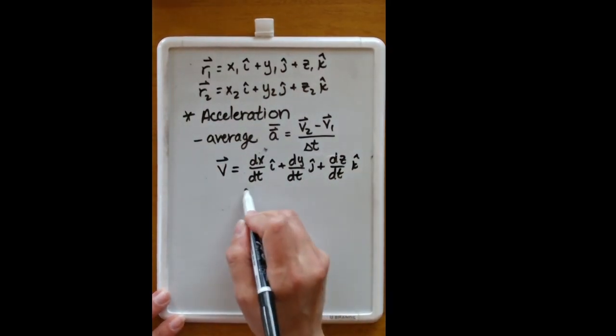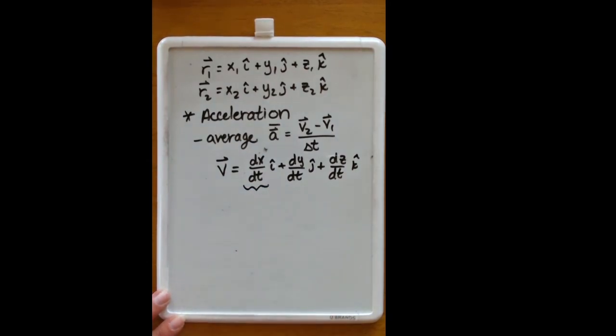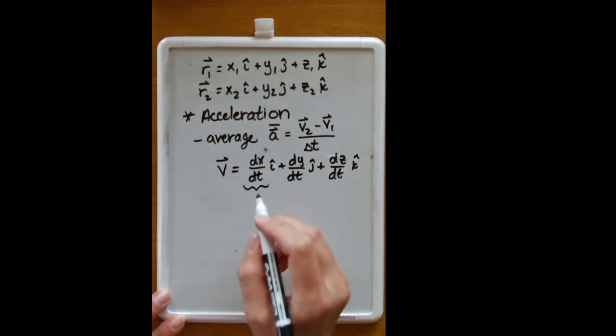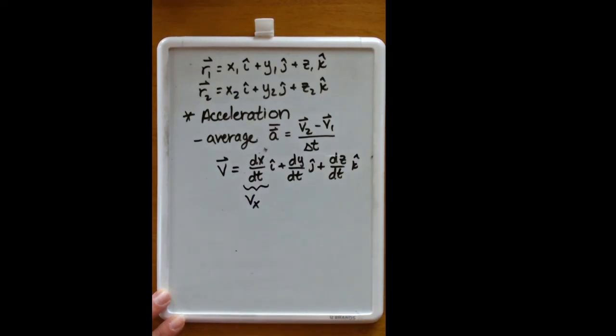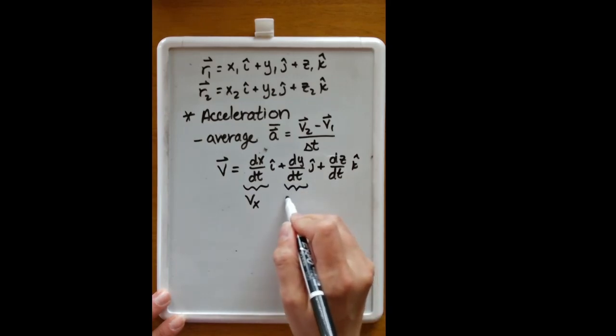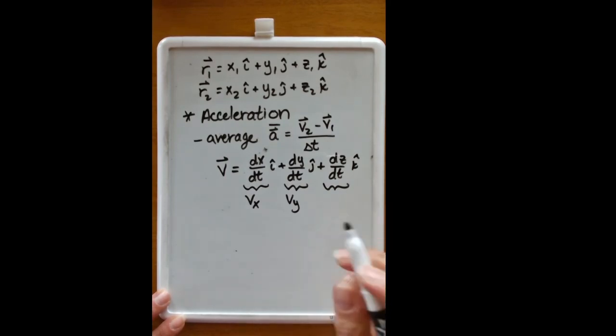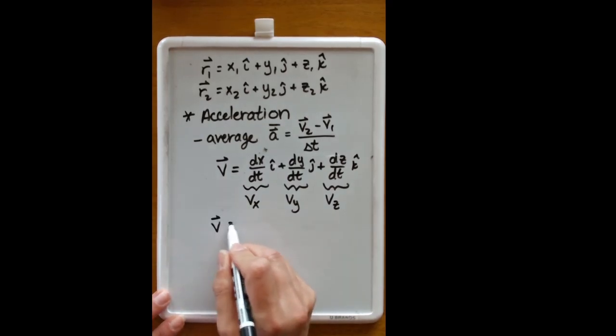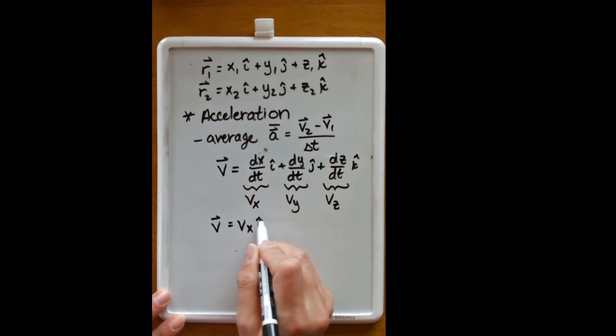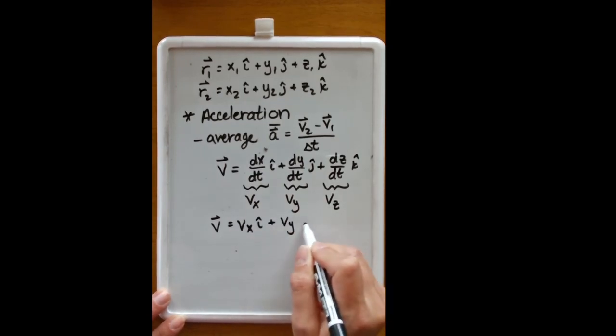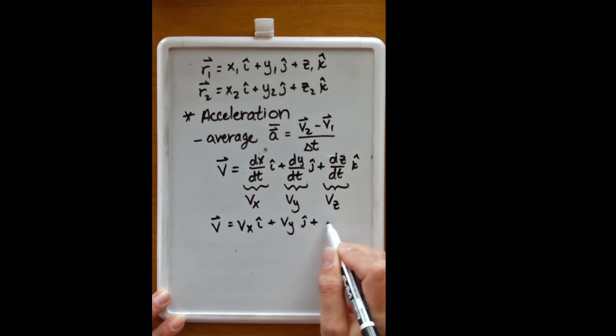I'm just going to rewrite each of these derivatives in terms of velocity. So dx/dt is the x component of velocity, so we write that as v sub x. dy/dt is the y component, so it's v sub y. dz/dt is the z component, and that's v sub z. So our velocity now becomes vx in the i hat direction plus vy in the j hat direction plus vz in the k hat direction.